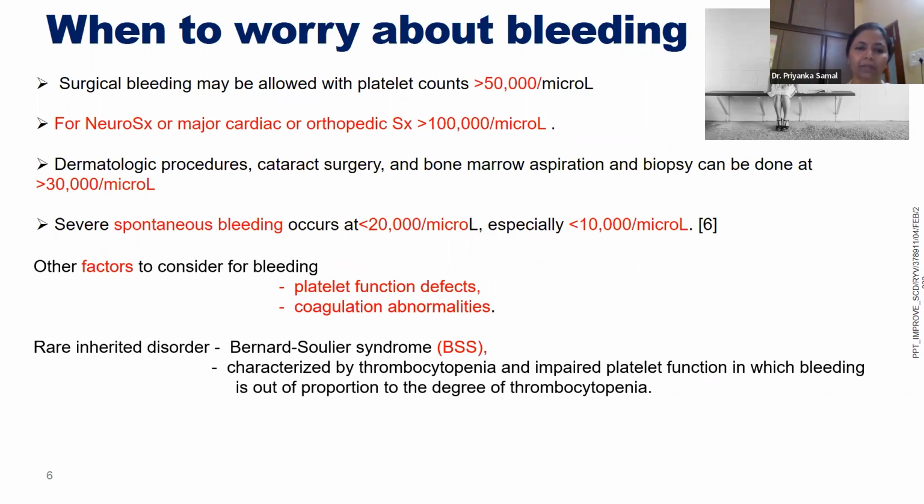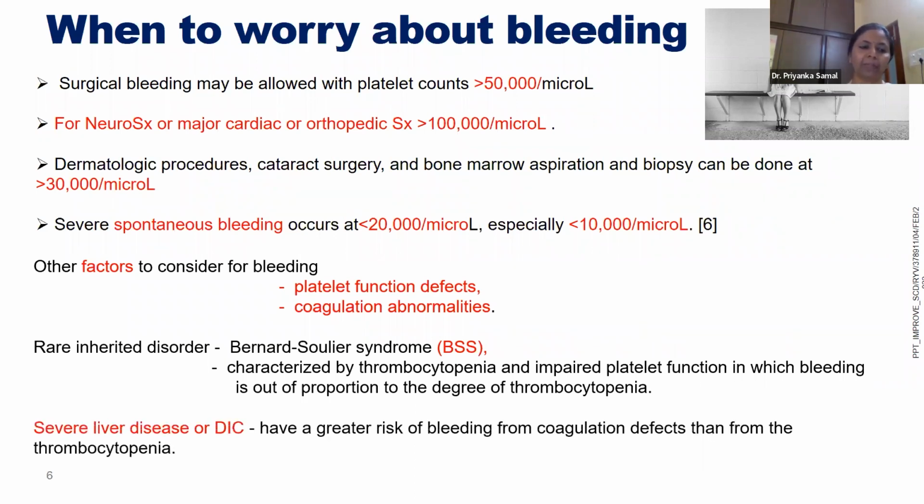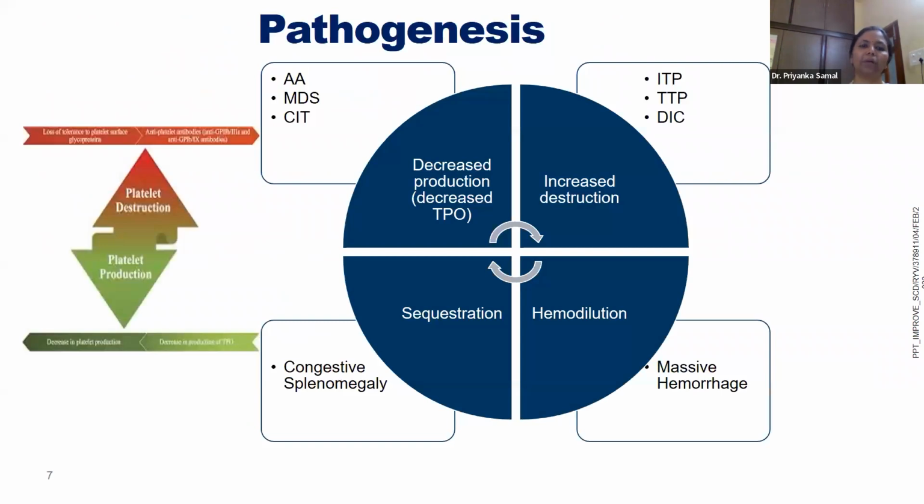There are some rare inherited disorders of platelet function abnormalities, known as thrombasthenia. We have some cases like Bernard-Soulier syndrome where there is thrombocytopenia as well as impaired platelet function. In these cases, a patient may have a platelet count of 60,000 but is bleeding, and these are the time points where we need to think whether the patient has impaired platelet function. Similarly, in cases of liver disease and in DIC, where coagulopathies coexist, the patient may bleed disproportionately as compared to the total platelet count. So other factors also need to be kept in mind.